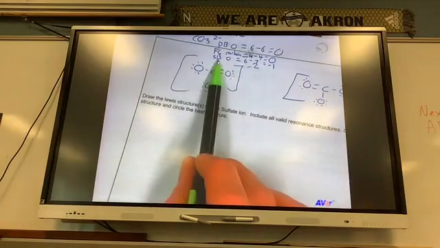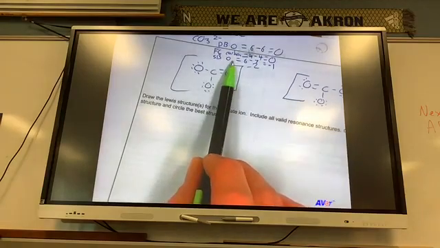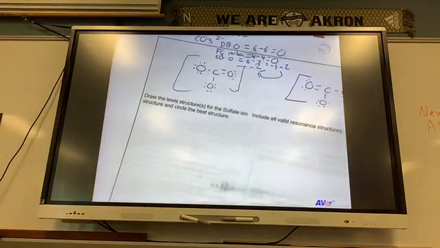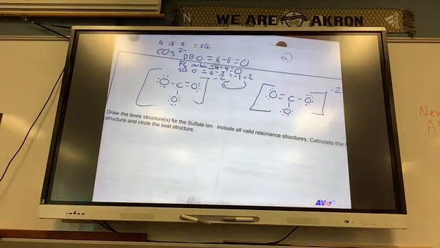Because how many single bonded oxygens are there? 2. Times 2, that's how I get my negative 2. And all of these are going to be the same, right? Yes? So, let's do it for sulfate. So sulfate has 2 possible structures that are correct.